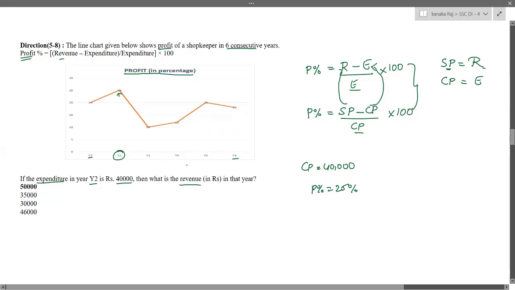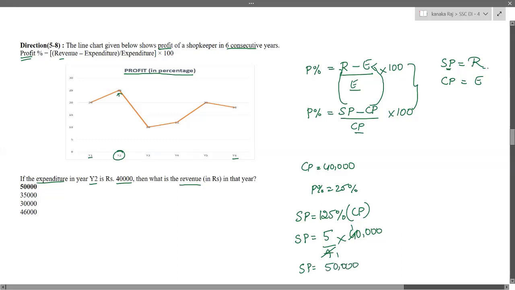So if you have already watched our basic videos on profit and loss, we know that if profit is 25%, selling price will be 125% of cost price. So how can I write my 125% as? 125% can also be written as 5 by 4. And what is my cost price here? Cost price is 40,000. So if I cancel this, what do I get? 5 into 10,000, meaning my selling price will be equal to 50,000.